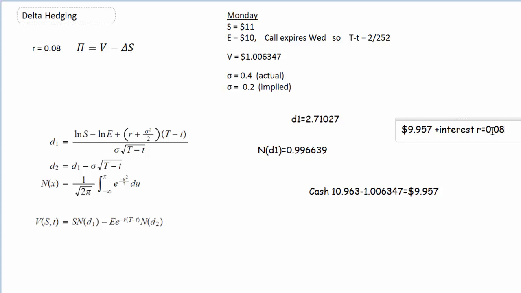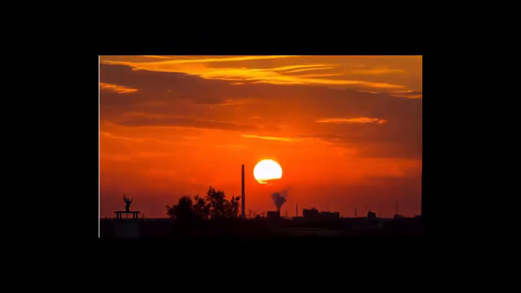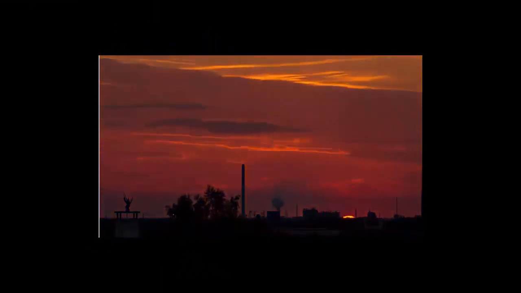So my portfolio's set up. All I got to do is check in tomorrow morning. Let's do that.